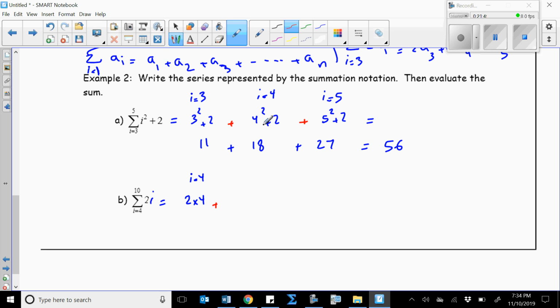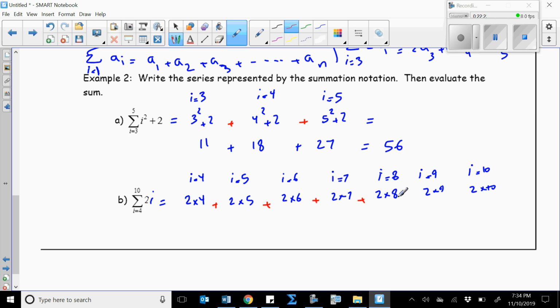Then i is equal to 5. So 2 times 5. Then i equal to 6, 2 times 6. i equal to 7. i 8, 2 times 8. i equal to 9, 2 times 9. i equal to 10, 2 times 10. And then I'm going to add them all together. So to find the final value, you need to find each of these, like 8, 10, 12, 14, 16, 18, and 20, and then add them all together and find the value of that.